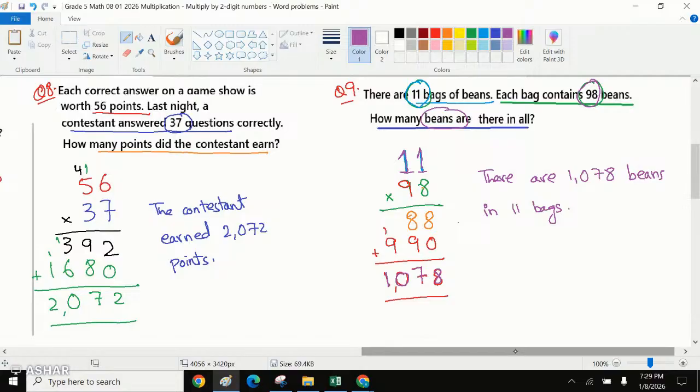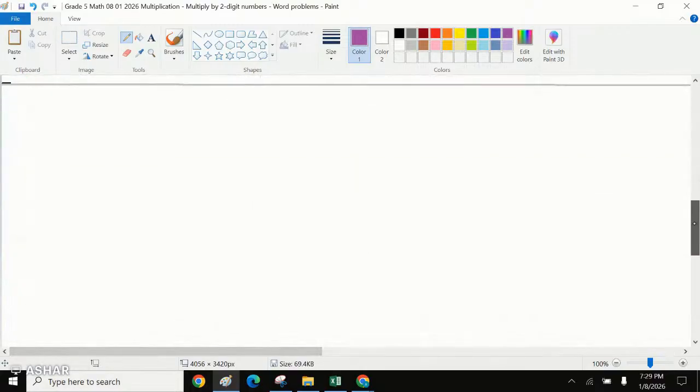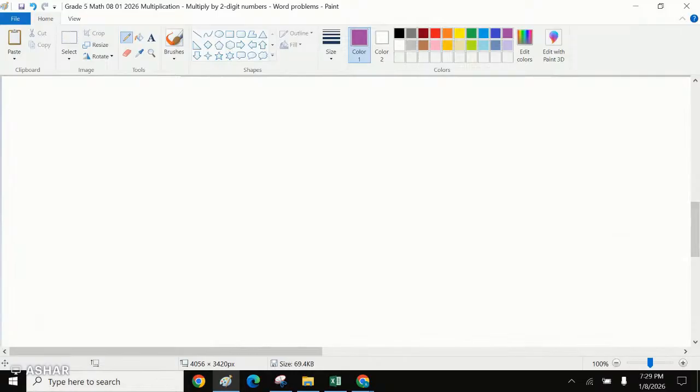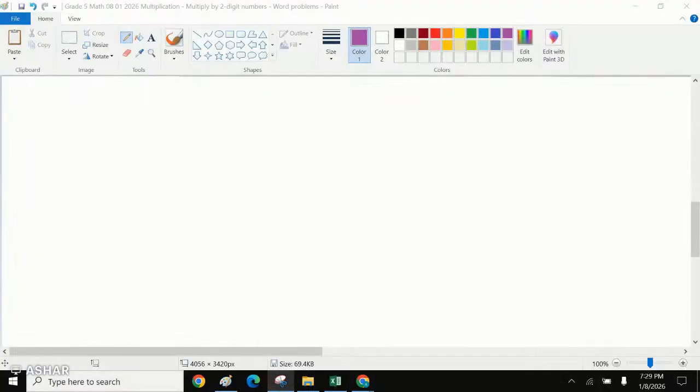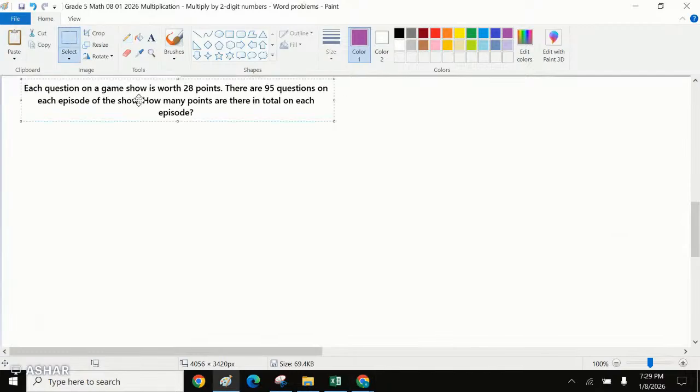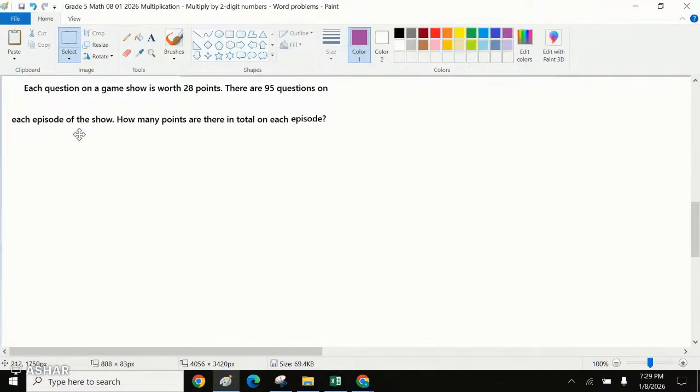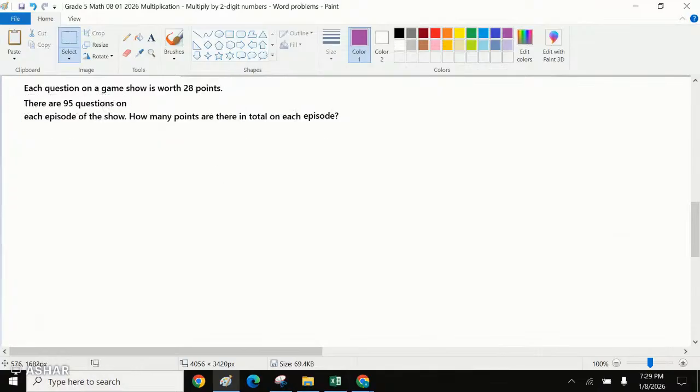Moving ahead, let's look at another question. The question number 10. Let me just copy the question. A minute, please. So the next question says, each question on a game show is worth a certain number of points, right? And for these correct answers, this is given to us. Let's rearrange this so that it's readable. Let's put it down here. There are 95 questions on the game show. How many points were earned in total?